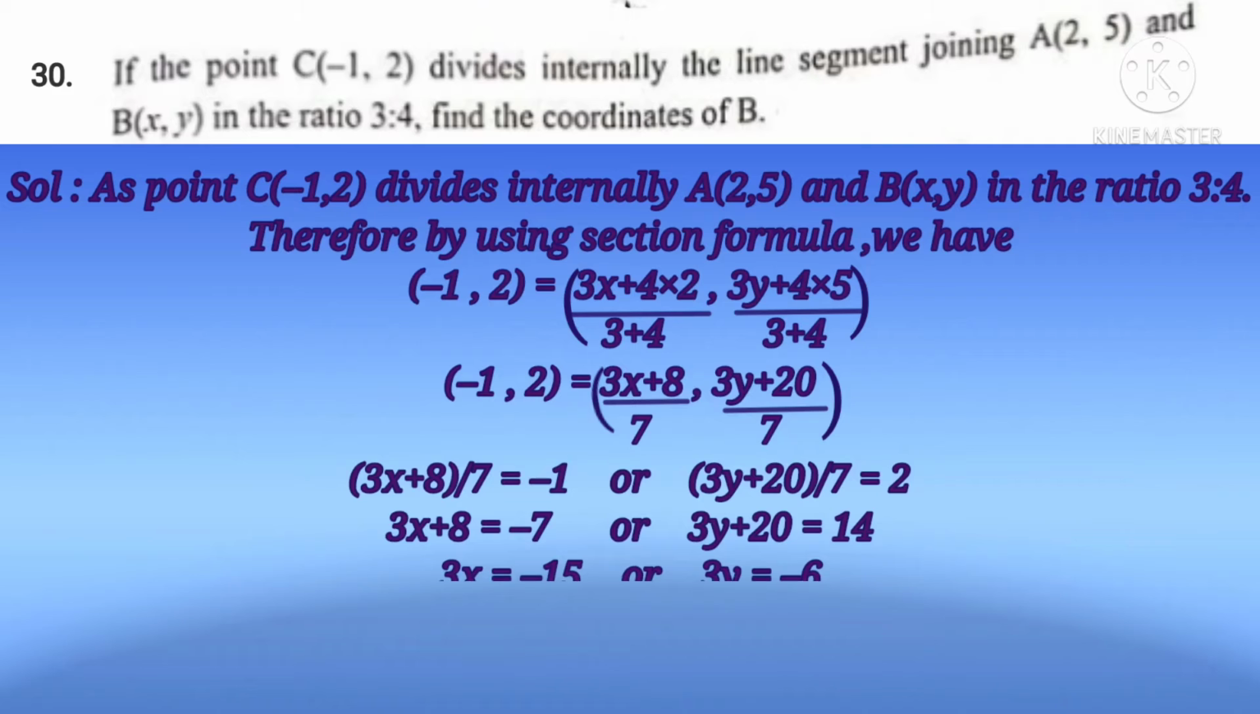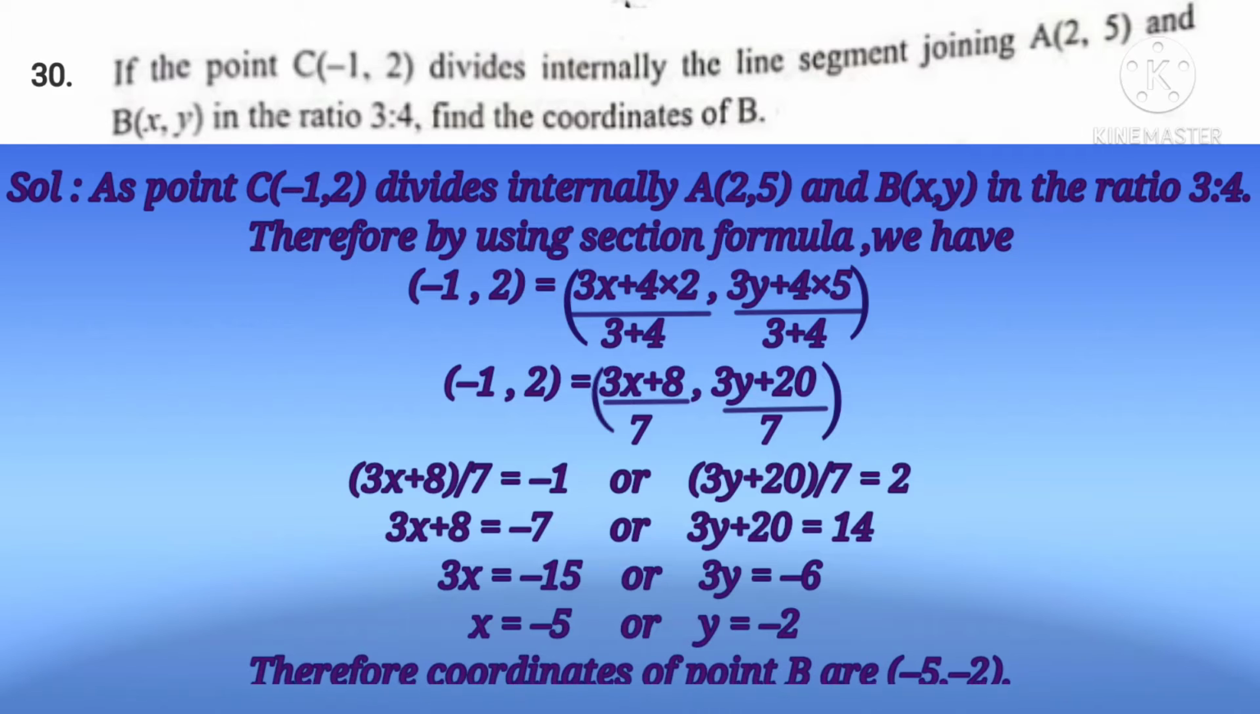So we will put the values here and then simplify it. So we will get (-1, 2) is equal to ((3x + 8)/7, (3y + 20)/7). So we will compare the x and y coordinates of this equation. Here the x coordinate is -1 and here the x coordinate is (3x + 8)/7, so we will equate it, and the y coordinate also. So we will simplify it.